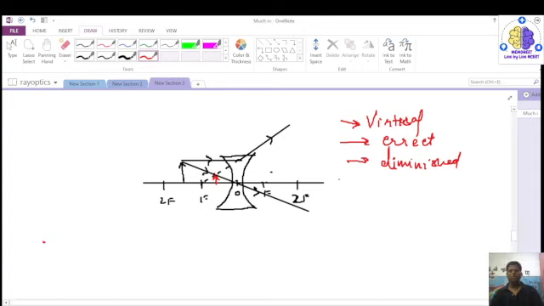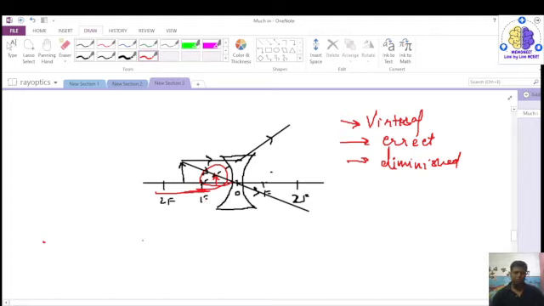So this is the only image formation which we get for a concave lens, right? Irrespective of the position of the object, whatever be the position of the object on one side of the lens, the image formed will always be a diminished, virtual and erect image, right? So this is all we have for image formation.